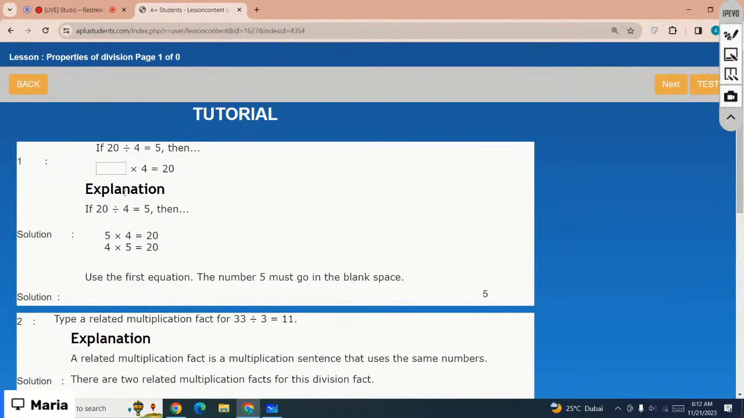Basically, division and multiplication are inverse of each other, opposite of each other, right? So for all the division sentences, you have related multiplication sentences, right? Like this one, 20 divided by 4 equals 5. The opposite of this sentence is 5 times 4 equals 20, or 4 times 5 equals 20.